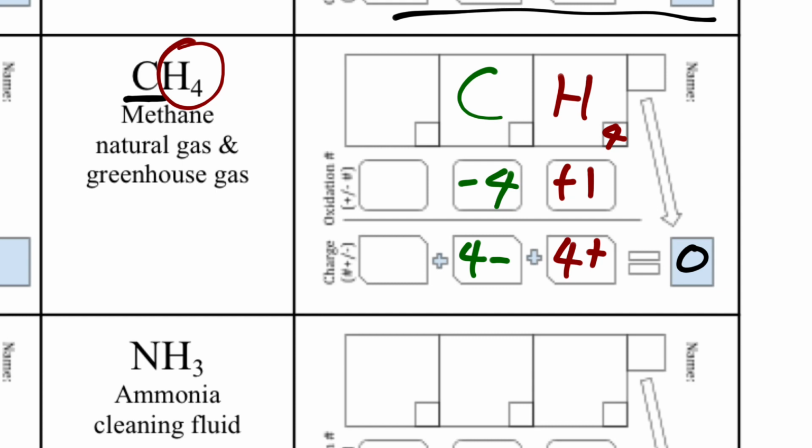Remember, in these exercises, what I'm looking for are the oxidation numbers, all right? So I'm looking for oxidation numbers, not the charges. So please write down -4 and +1 for the carbon and hydrogen, not 4 minus and 4 plus.